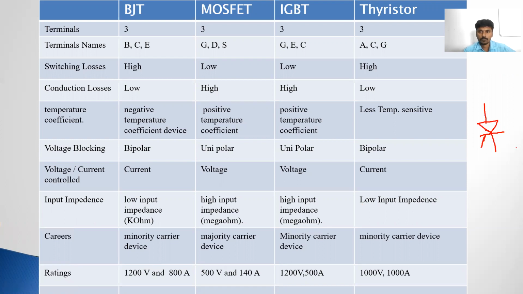If you apply positive voltage to the cathode and negative voltage to the anode, it can also block. It will not conduct. So that's why the thyristor can be called a bipolar device. Bipolar, it can block the voltage in both polarities, in both directions. Clear?